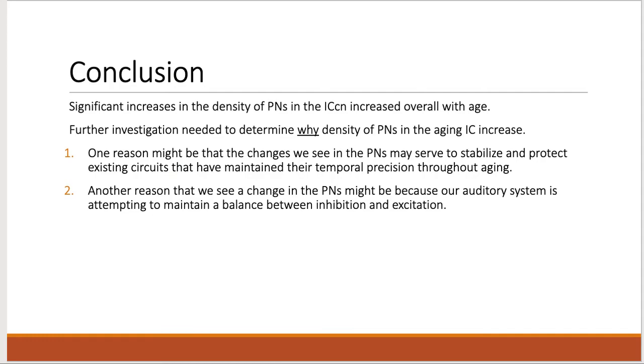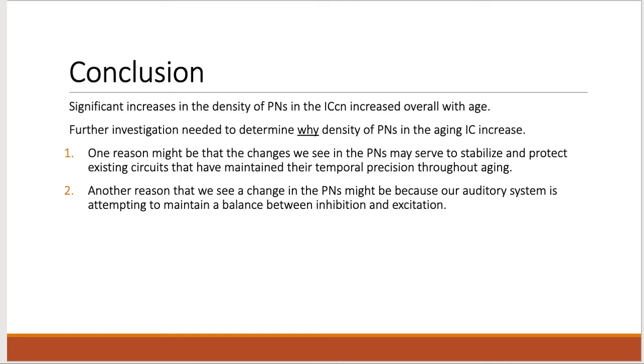So our next question might be, why does the density of the PNs in the aging IC increase? Well, the authors state that we need further investigation to determine why this happens, but they did brainstorm some ideas. And one reason they brainstormed might be that the changes we see in the PNs may serve to stabilize and protect existing circuits that have maintained their temporal precision throughout aging.